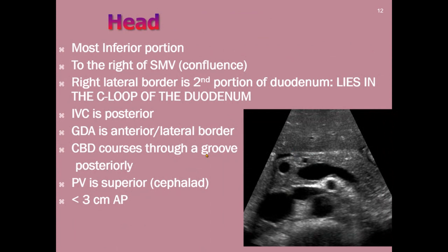So the head, we already said, is the most inferior portion. It is to the right of the SMV confluence. It sits in that duodenum, which is, this is bowel gas here, the C loop. The IVC is posterior. Sometimes it's not just posterior. You might see it off to the side a little bit.